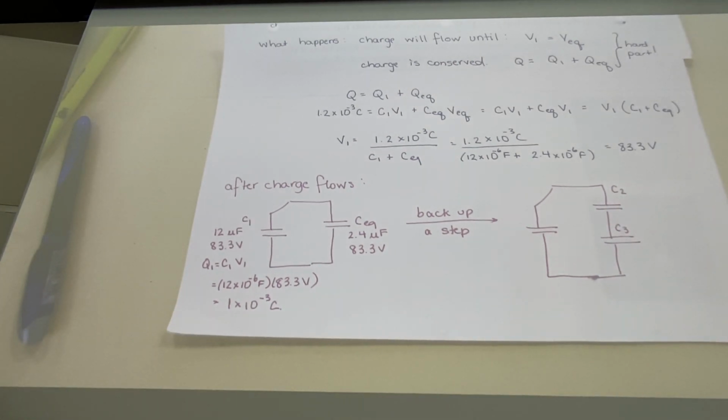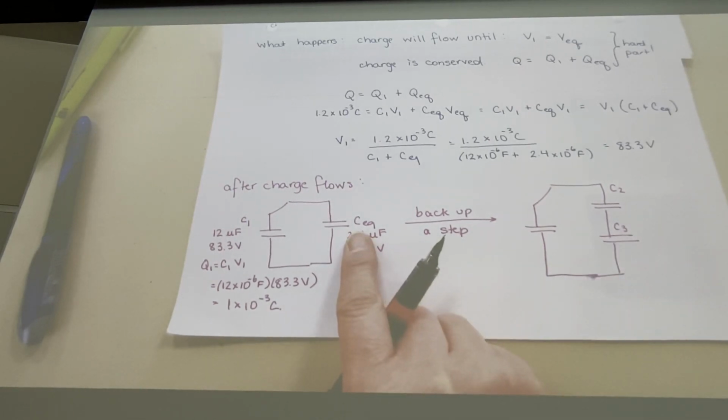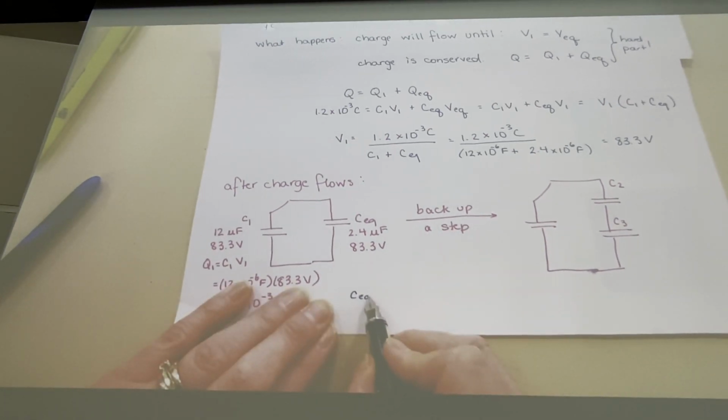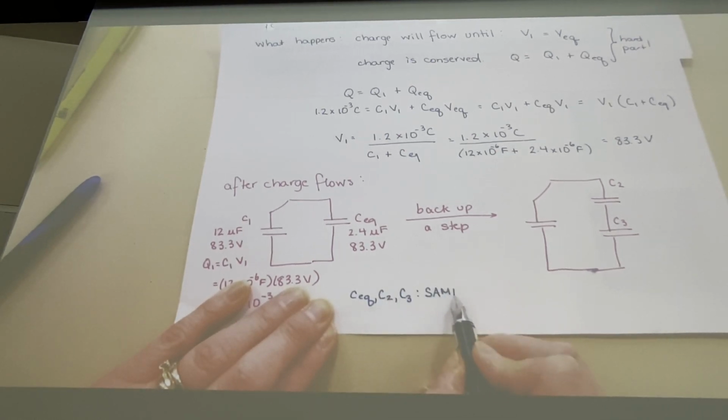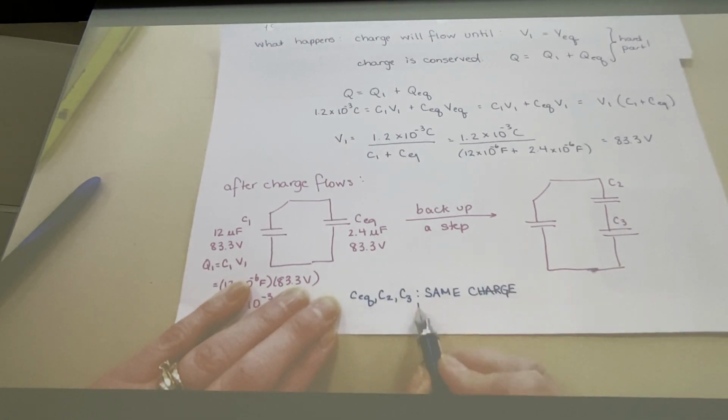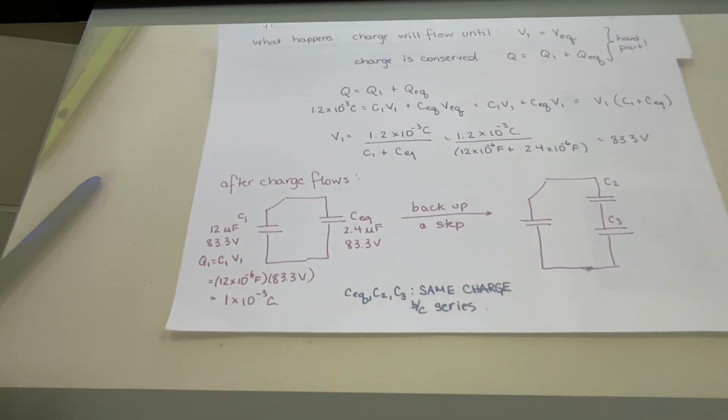We have to remember what we know about series equivalents. Capacitors in series have the same charge. So C2, C3, and C equivalent all have the same charge because C equivalent is the series equivalent of C2 and C3. So C equivalent, C2, C3 all have the same charge. And then I'll just use a little bit of shorthand and I'll say because series. Okay? Because the equivalent capacitance is of a set of capacitors connected in series.